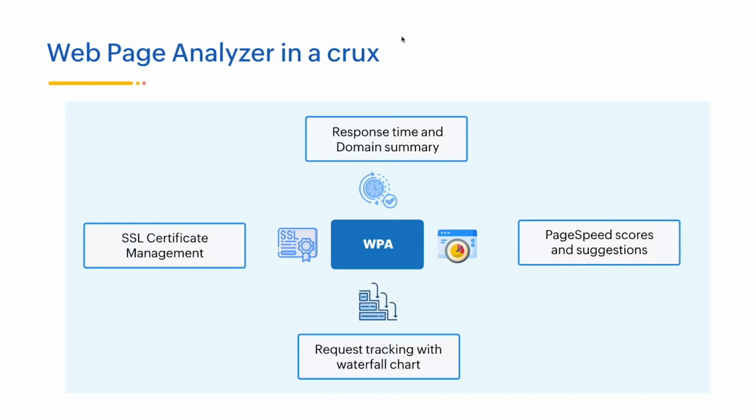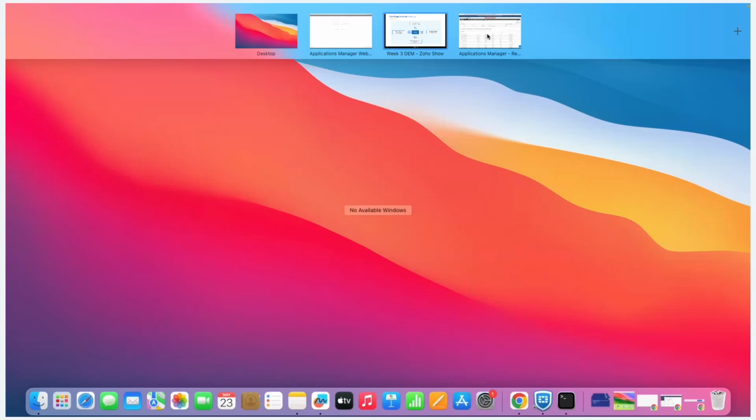Now, during each poll, Applications Manager loads a web page in a browser which is in a cache-less state, and it captures the real-time data of various performance metrics of your web page. So basically, with a web page analyzer, you'll be able to track response time and domain summary, and you'll be able to gain page speed scores and suggestions. You'll be able to track with the quick waterfall chart, and you'll also be able to manage your SSL certificates. Let me quickly show you how it works.